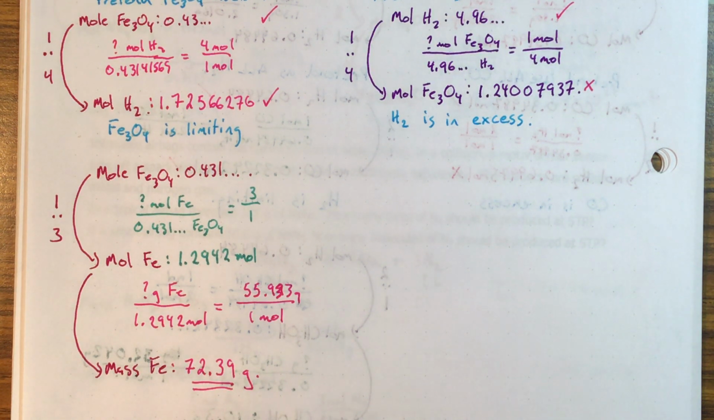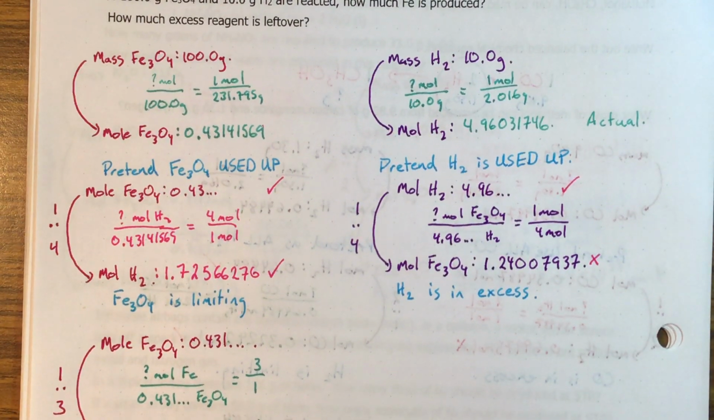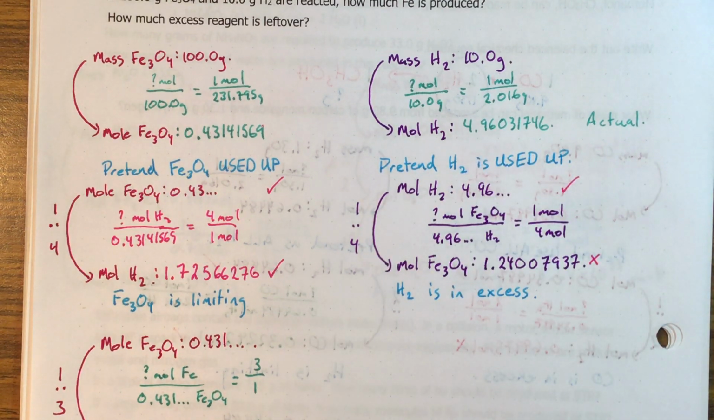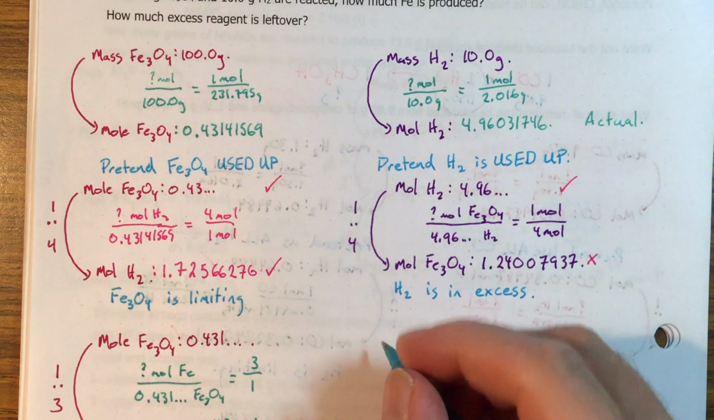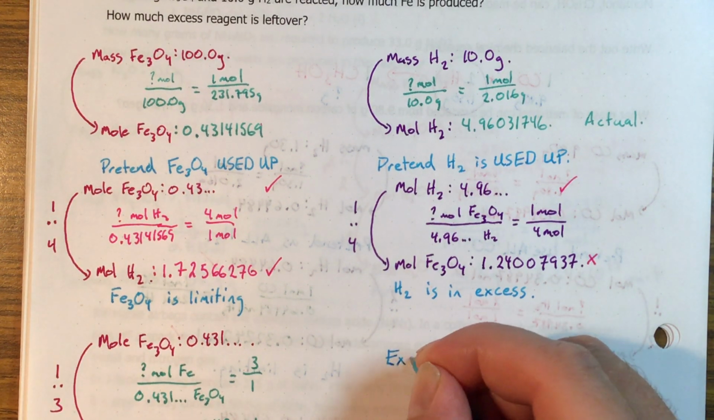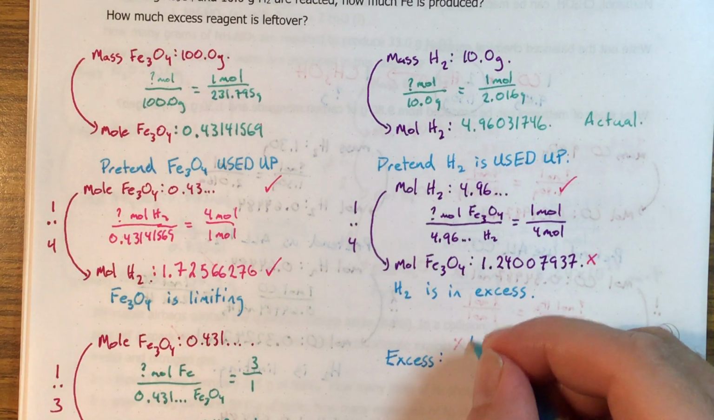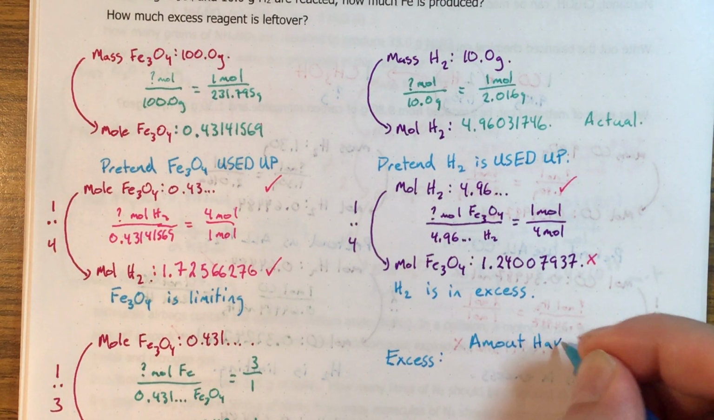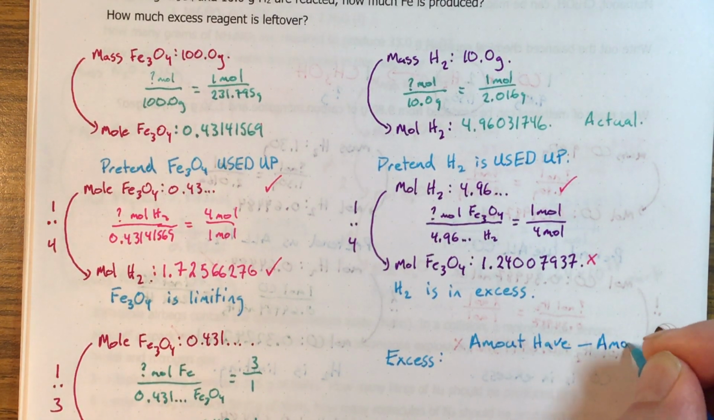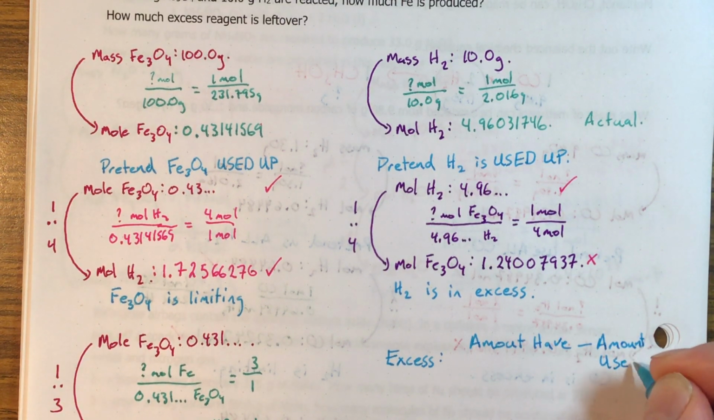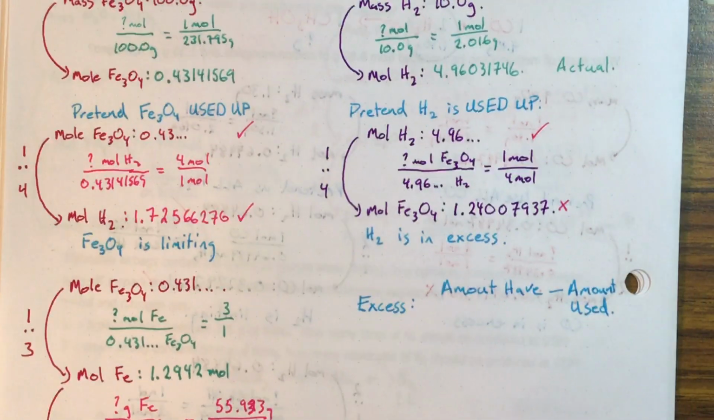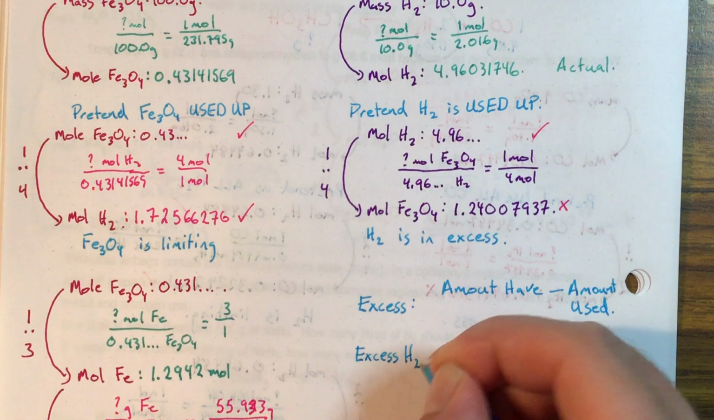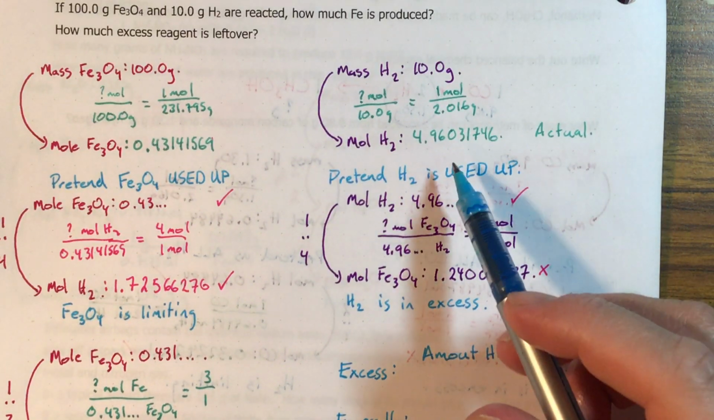Now we have to find out how much H2 was left over, how much excess reagent. H2 is excess. So to figure out our excess reagent, it equals the amount we have, subtract the amount used. Okay, so we're doing this for our H2. So we've got excess H2. So how much H2 do we have? We have this many moles.